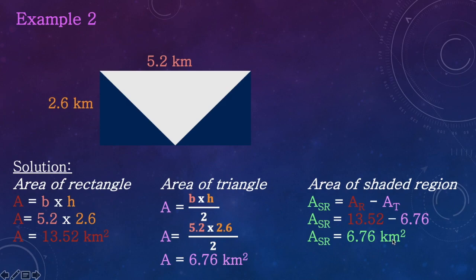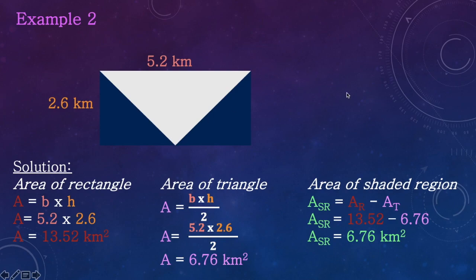Now you'll notice that essentially the shaded region is equivalent to the area of the white triangle. So these two blue triangles can be put together to make this white one.